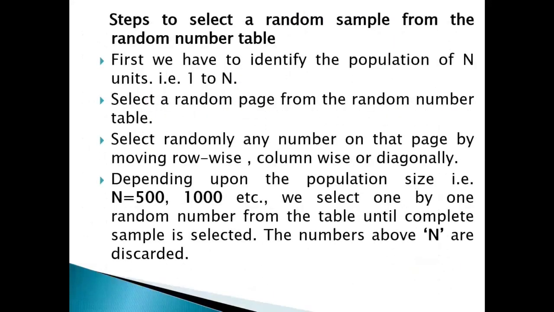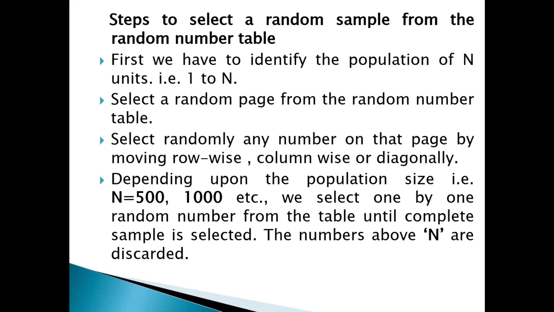random number table. Then our fourth and important point says that depending upon the population size, that is N equals 500, 1000, 2000, like this, we select one by one random number from the table until the complete sample is selected. Okay. So depending upon the number of digits in the population, we can go for selecting the sample from the population.